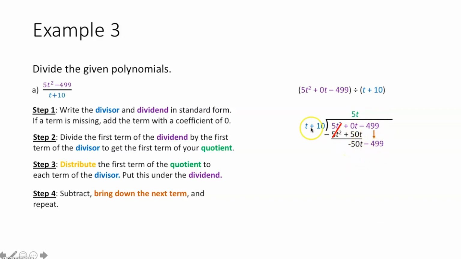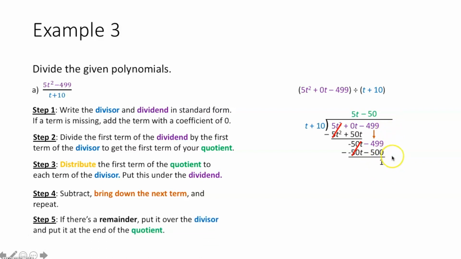Negative 50t, we divide that by the first term of our divisor, t, and we get negative 50. So that goes here. We then distribute the negative 50 to the t and the plus 10, so negative 50 times t is negative 50t. Negative 50 times 10 is negative 500. We then subtract negative 50t minus negative 50t, those cancel each other out. And then negative 499 minus negative 500 is the same as plus positive 500, so it's going to be 1. That means our remainder is 1 because there's nothing else to drop down.